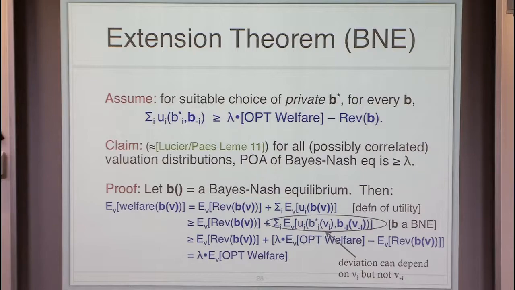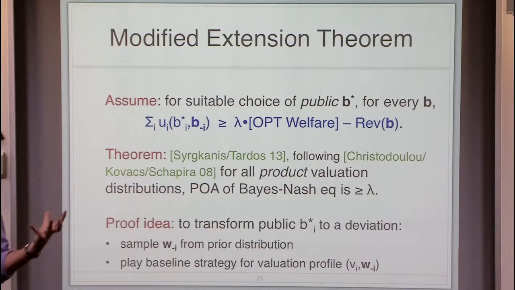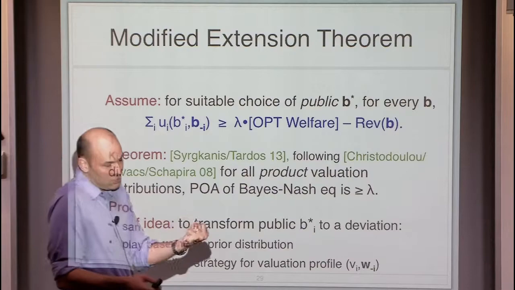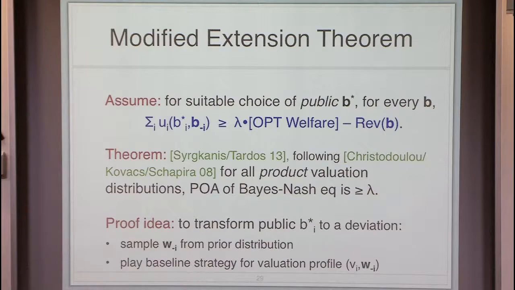So if you have a distribution and you need a realization, what should you do? You take a sample. This was a really nice idea of Christodoulou, Kovacs, and Shapira. It doesn't make sense to think about the player switching to its public baseline strategy. So instead, you think about a randomized deviation. You think about the player sampling fictitious valuations for the rest of the players, call them W minus I. Now that it knows its own valuation and has hypothesized fictitious valuations for everyone else, the public baseline strategy is well-defined, and that gives it an action that it can take. It's not at all obvious, but this works.